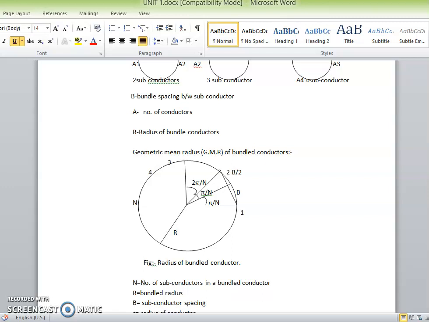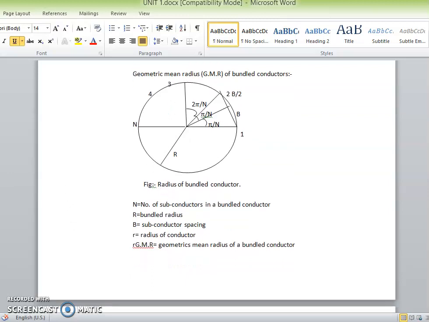To determine the geometric mean radius, here we describe a simple form of radius of bundle conductor. Suppose on this circumference n subconductors are placed, where n is the number of subconductors, capital R is the bundle radius, b is the subconductor spacing, small r is the radius of conductor, and GMR is the geometric mean radius.